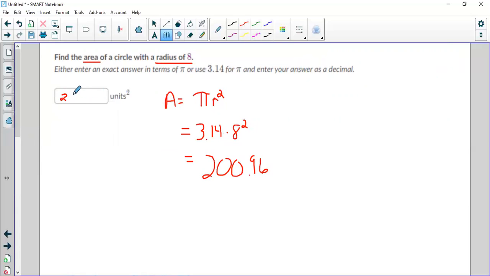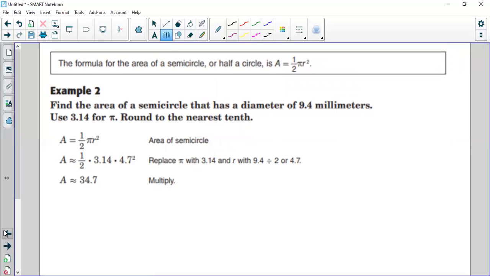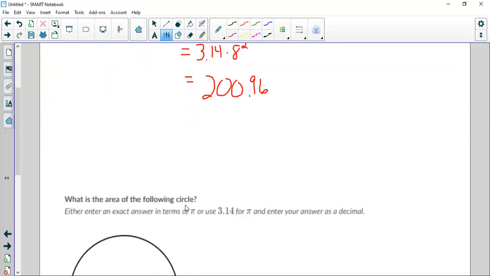So on Khan Academy, you type in 200.96. They don't say what to round to. They don't say to round to the 10th place or the 100th place or whatever. So since my decimal gave me a 100th place answer, I'll leave it that way. Okay? Let's take a look at the next one.